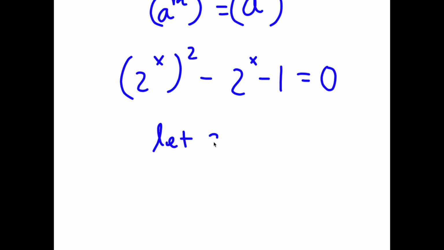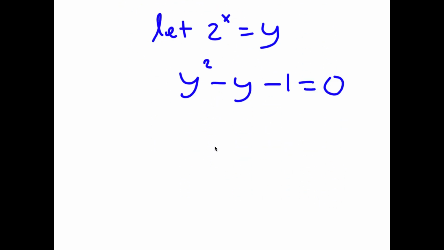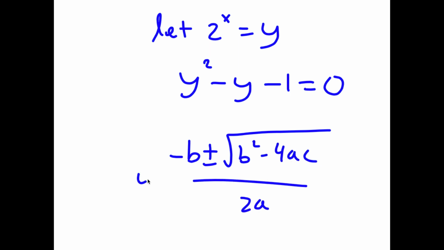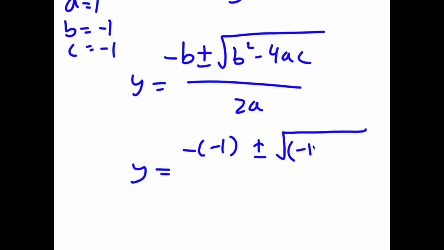Now I'm going to let 2 to the power of x equal the variable y. So now I have y squared minus y minus 1 is equal to 0. So to solve this, I'm going to use the quadratic formula, which is negative b plus or minus the square root of b squared minus 4ac all over 2a. So in this case, a is equal to 1, b is equal to negative 1, and c is equal to negative 1. So I have y is equal to negative of negative 1 plus or minus the square root of negative 1 squared minus 4 times 1 times negative 1, all over 2 times 1.